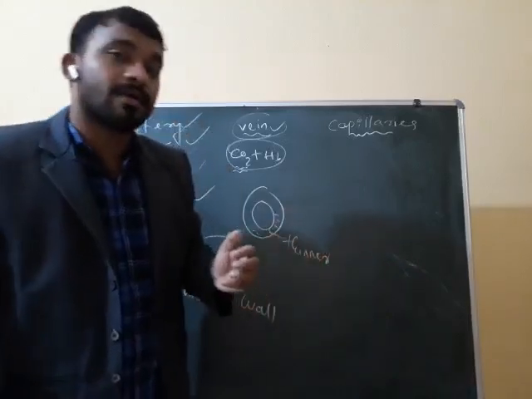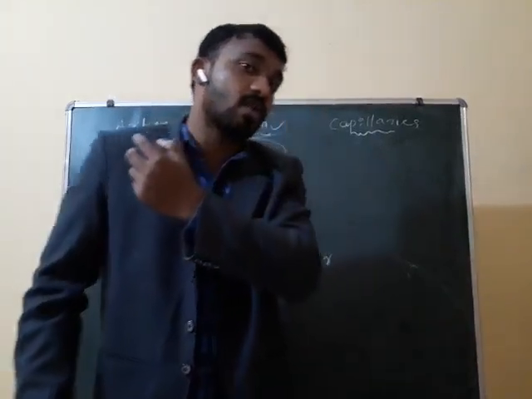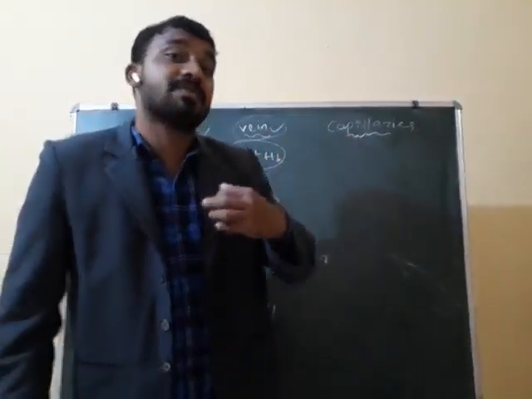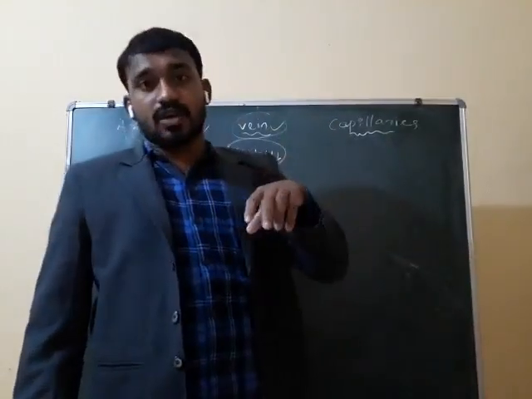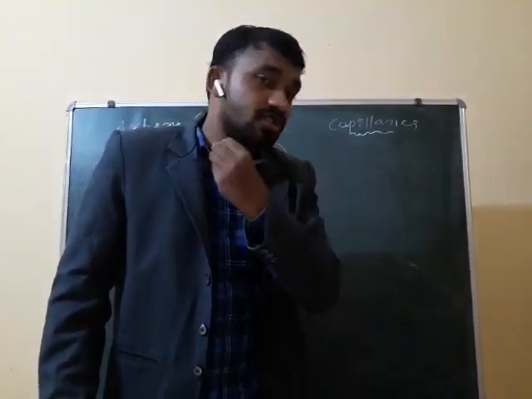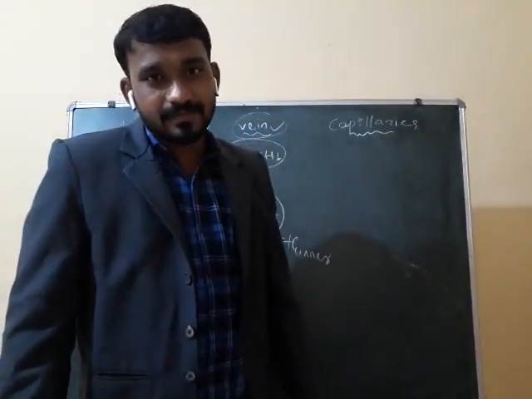That's why our blood circulation is also called double circulation, because two times, first from each and every part it moves to the heart, and from the heart to the lungs, again coming to the heart, and then circulating to each and every part of the body. That's why double circulation takes place.